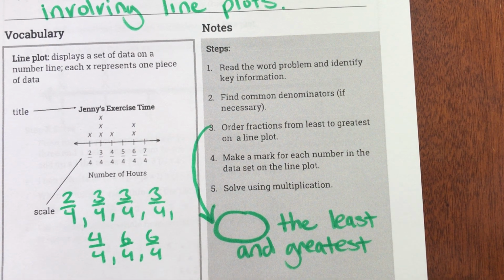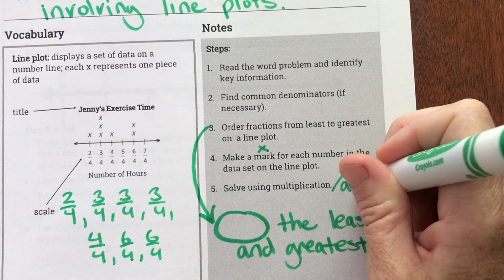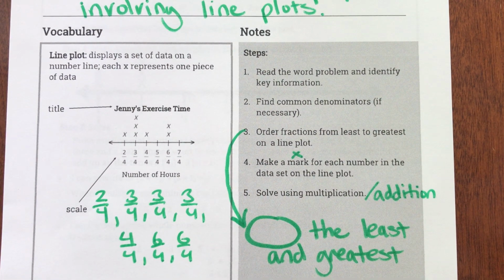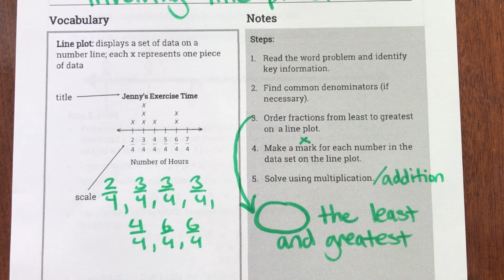Step 4 says make a mark, and when they mean mark, it's an X for each number in the data set on the line plot, and then solve using multiplication. A lot of times we solve using addition as well. It kind of depends on the question and what works best for each question. Okay, so I'm going to get started and show you what this looks like.